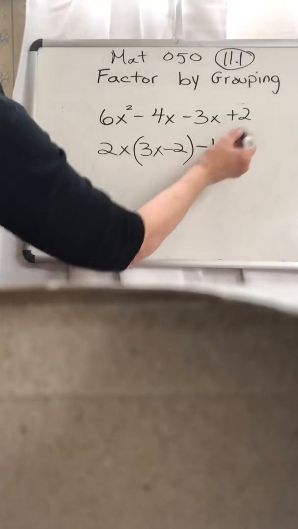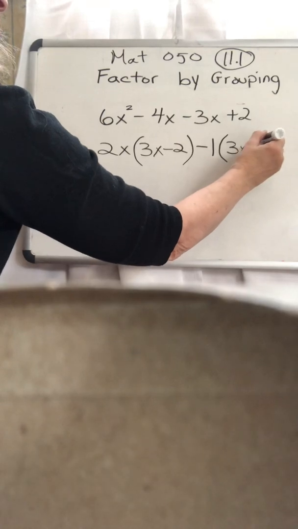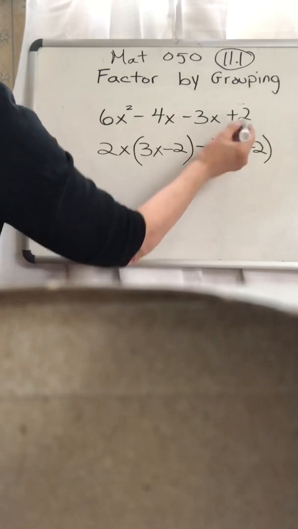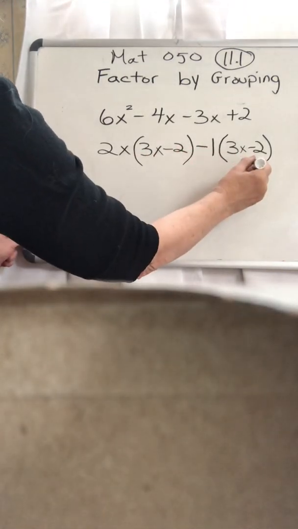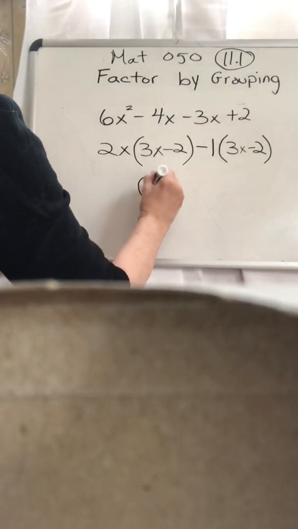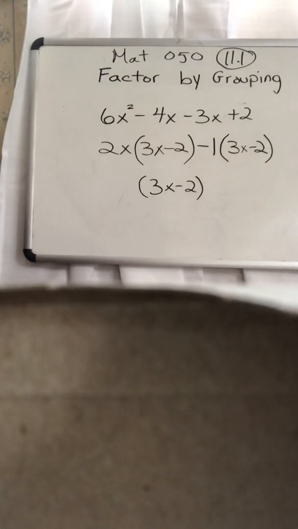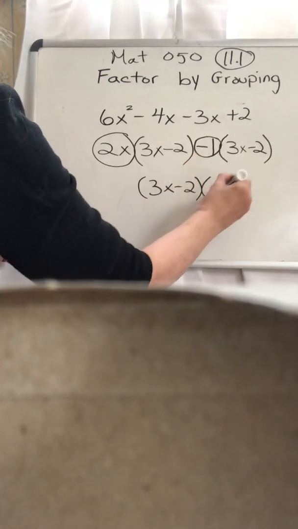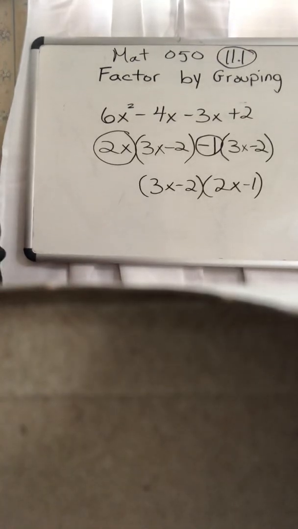What would I multiply a negative 1 by to get a positive 2? It would have to be a negative 2. A negative 2 times a negative 1 gives me a positive 2. Okay, so now that I've done that part of the factoring, because the 3x and the minus 2 both were common binomial factors, I write them in a parenthesis. And then I've got the 2x and the negative 1, and I put those in another parenthesis. And that is the factor by grouping for number 2.